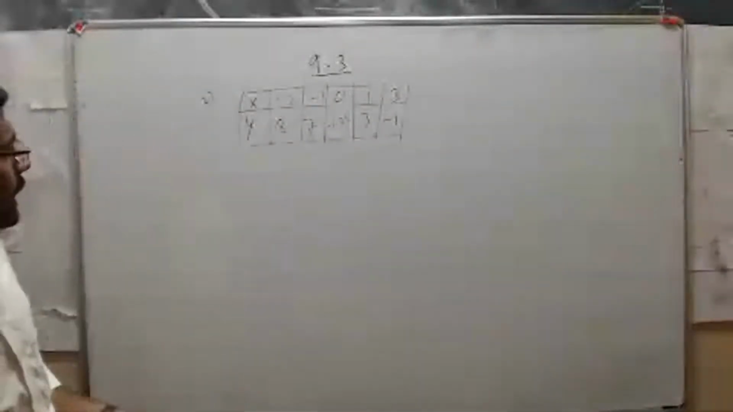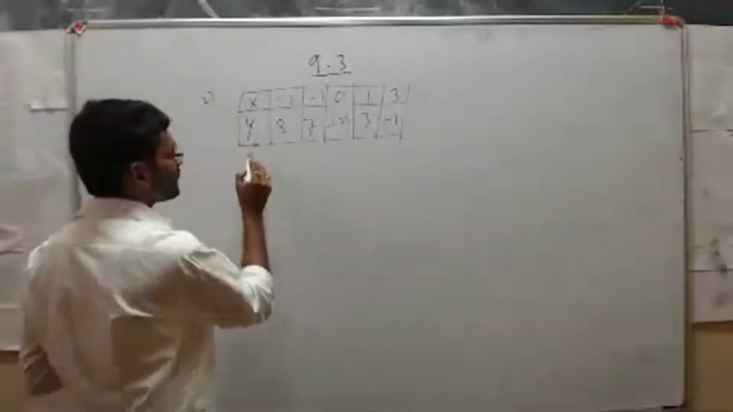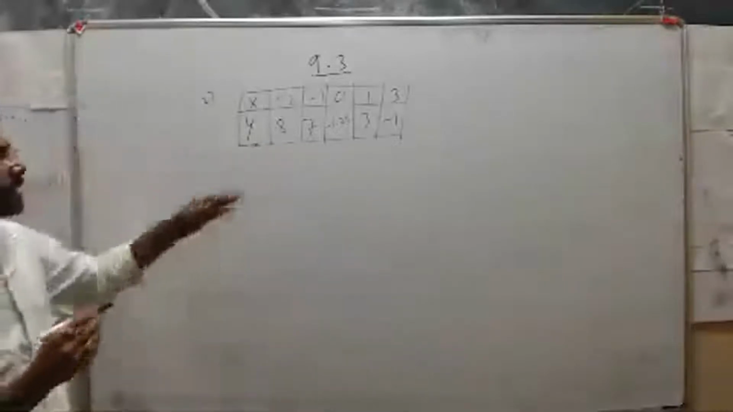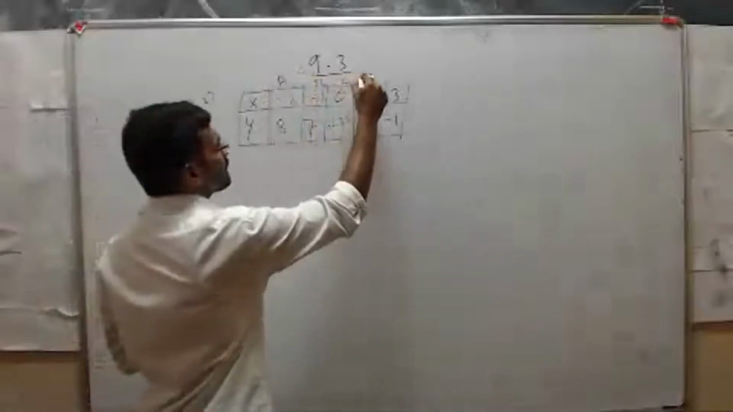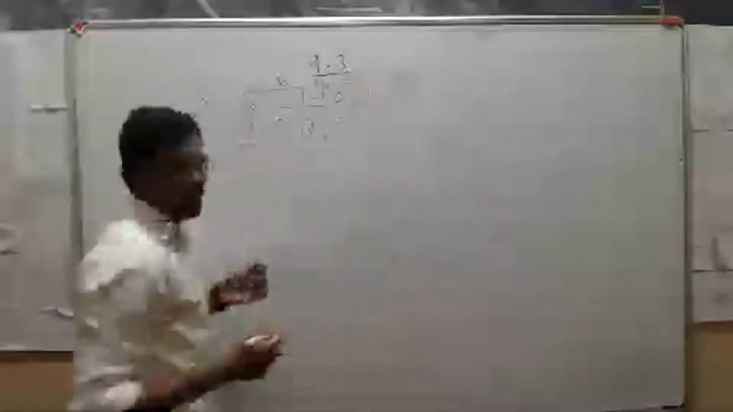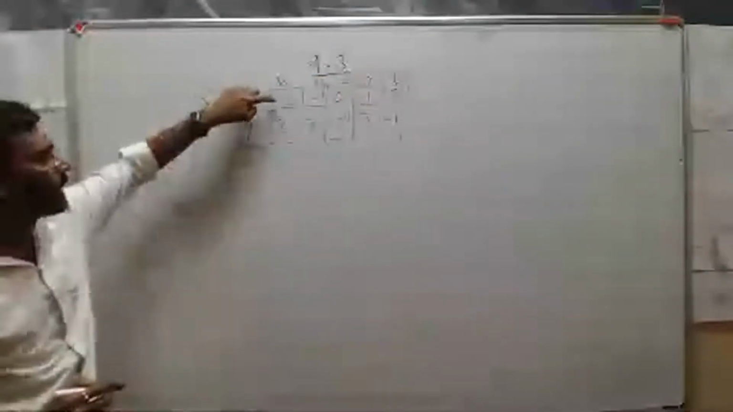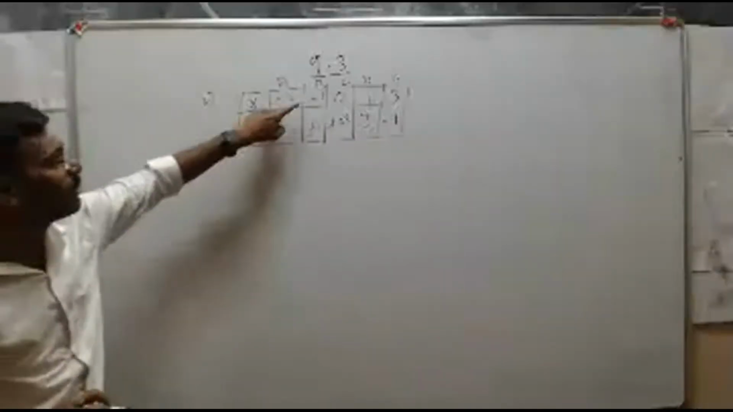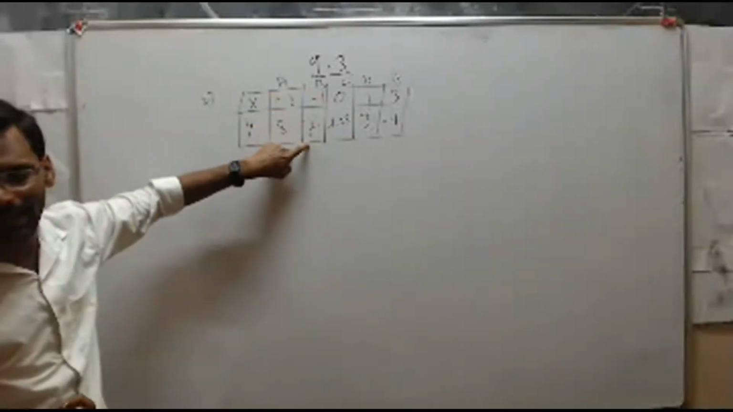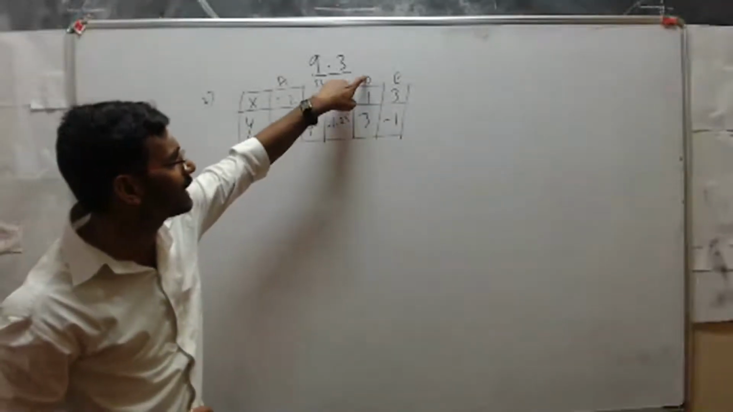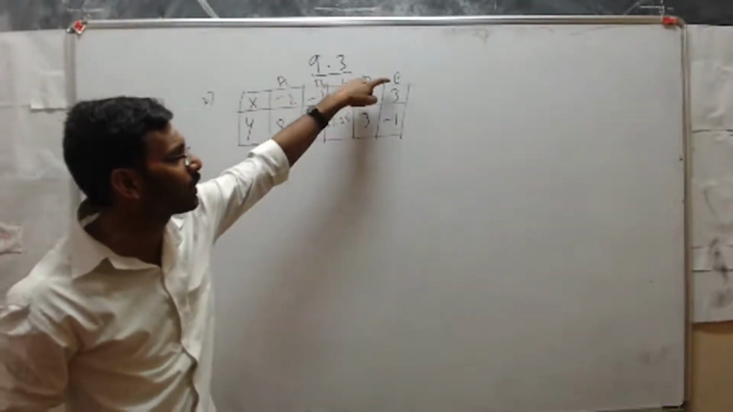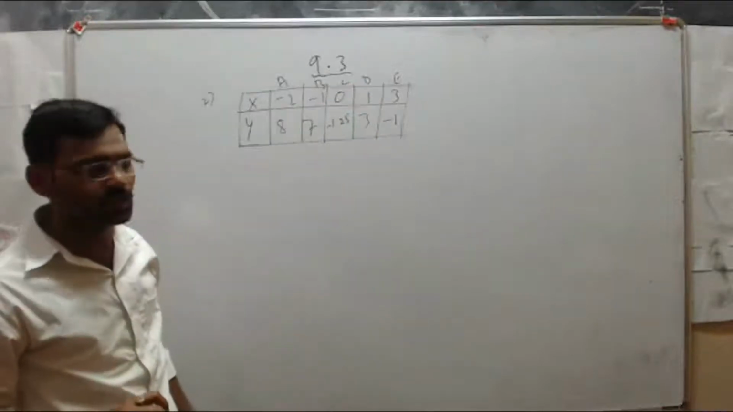Now we have to locate these points on the Cartesian plane. First it is considered as A, then B, C, D, E. What are the coordinates of A? Minus 2, 8. B coordinates are minus 1, 7. C coordinates are 0, minus 1.25. D coordinates are 1, 3. E coordinates are 3, minus 1.